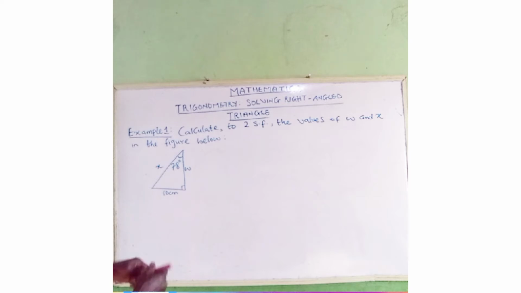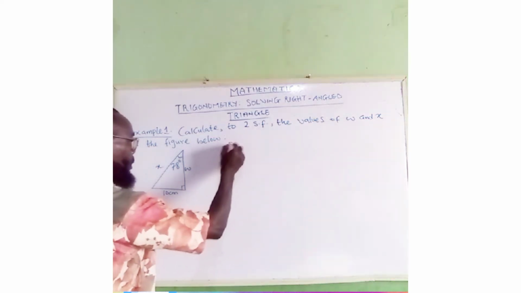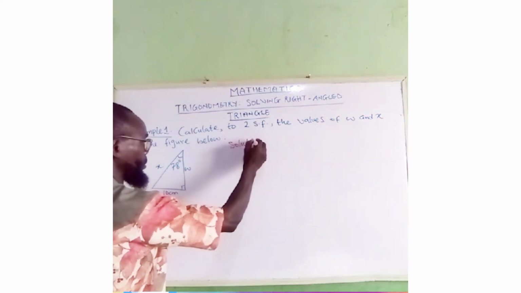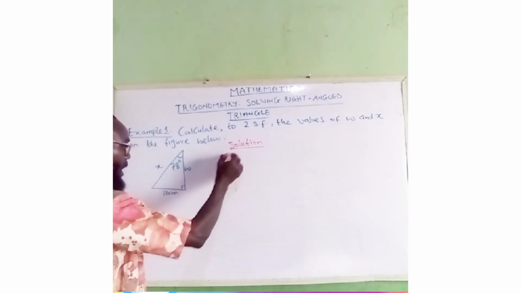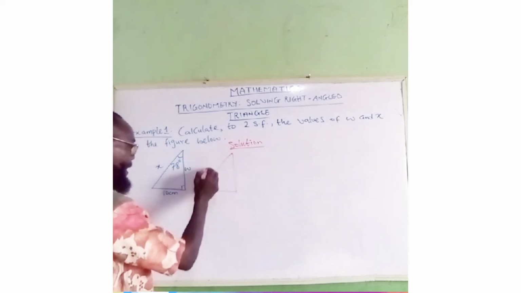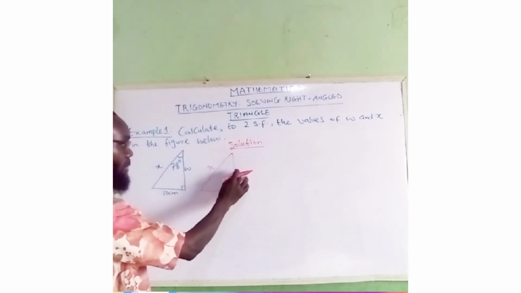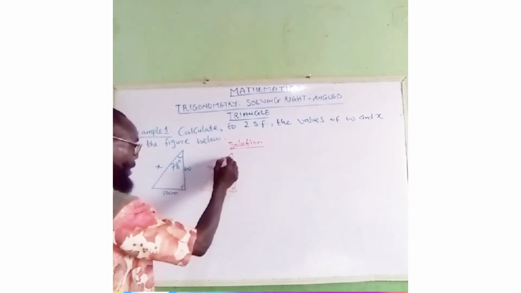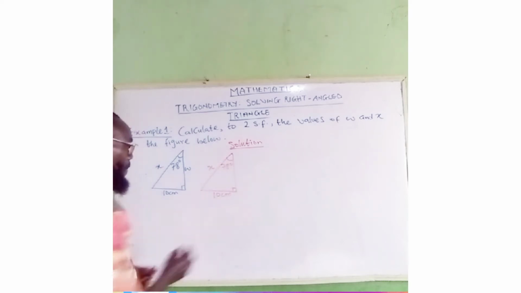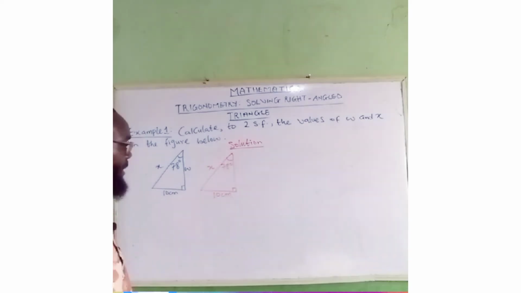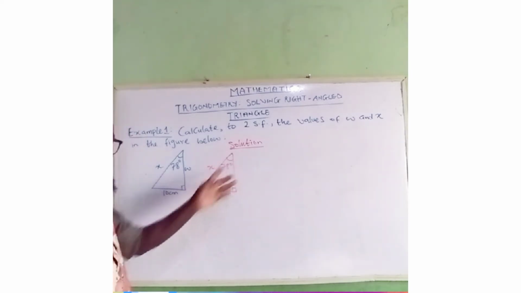So in this case, let's have a triangle that has only X here, and W will be omitted. Our angle here is 78 degrees and we have 10 centimeters here. Now, the first thing is to label our sides, since an angle of 78 degrees is given.